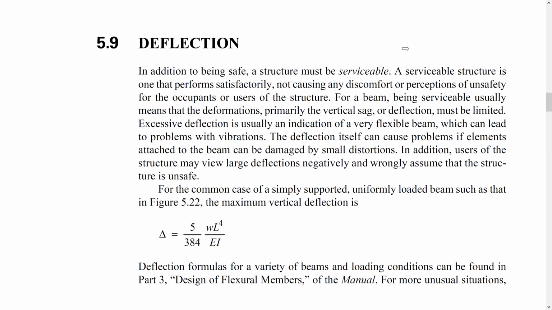Okay. And sometimes users or occupants of the structure may view large deflections negatively and wrongly assume the structure is unsafe.